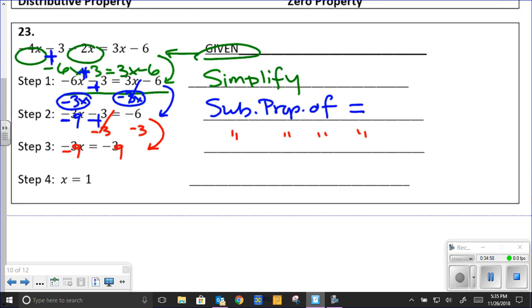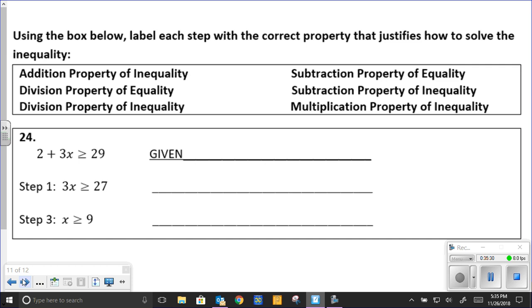Okay, then we have our last step there, step 4. And what are we doing to go from here to here? What we're doing is we are dividing both sides by -9. And so that gives me, this cancels out. We get x is equal to 1. Now again, what property did we do? This is going to be our division property of equality. Okay, so that's that one. Make sure you do know those different things we're talking about.